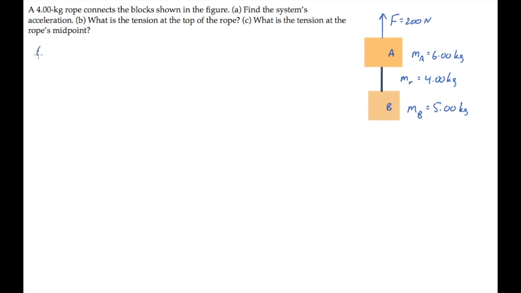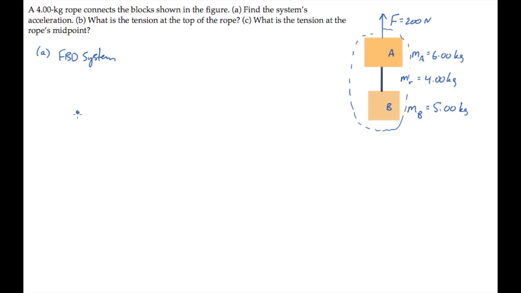This problem gives us a system of two blocks and a rope. The first thing it asks for is its acceleration. Let's start finding this by drawing a free body diagram of the whole system. I'll outline that here with a dashed line.